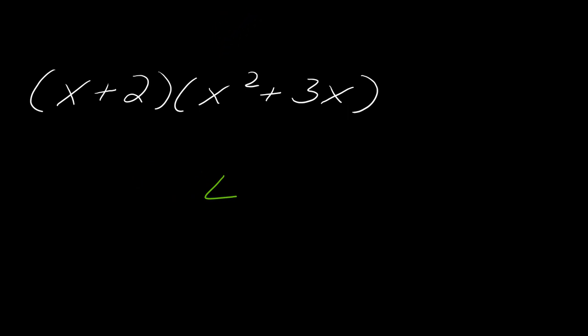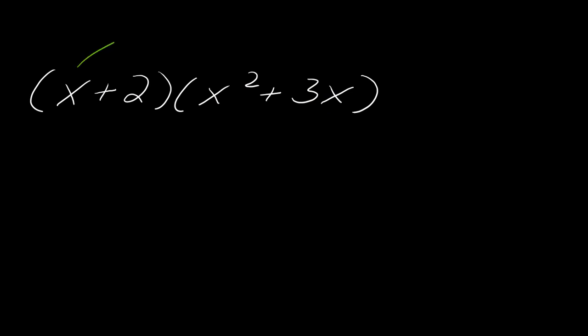So instead of using FOIL, this is literally going to do the same thing as FOIL, but I want to show you maybe a slightly different way to think about this. The whole idea for all polynomials, regardless of how many terms you have, is to multiply everything in here by everything in here. So let me show you what that looks like.